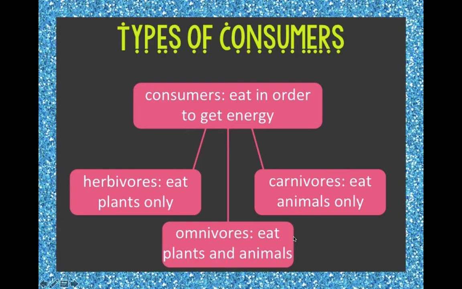And yes, I understand some of you are going to raise your hand and say, but Ms. Pike, some people are vegan or vegetarian. Yes, I understand. That is their choice. We are not going to debate it. But that is a choice. Humans naturally are omnivores. We need plants and animals in order to survive.